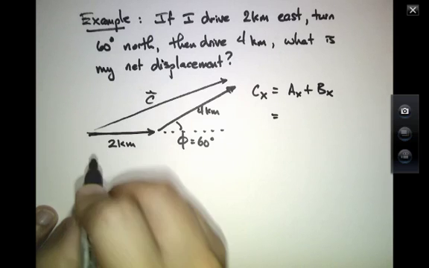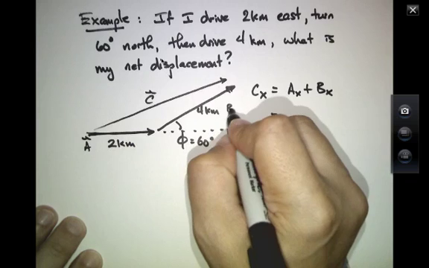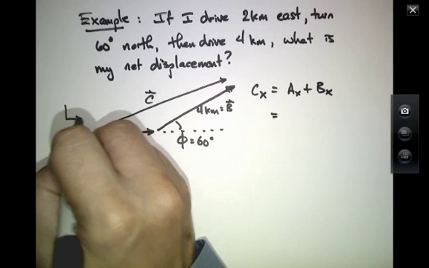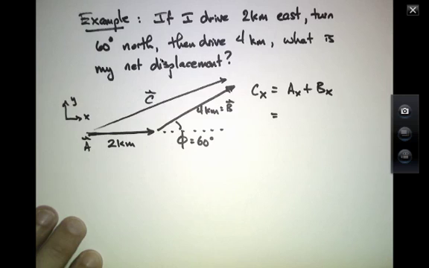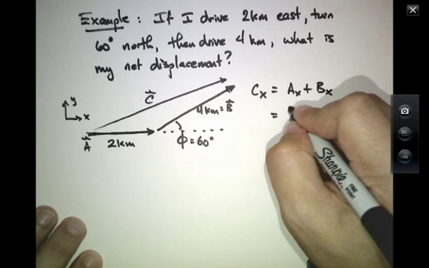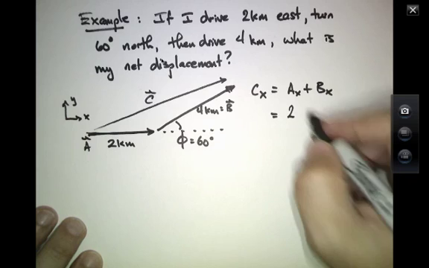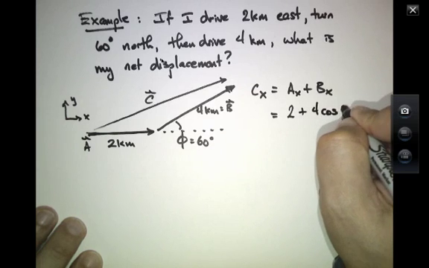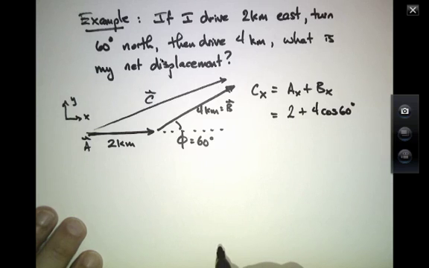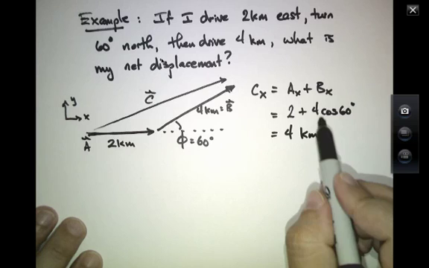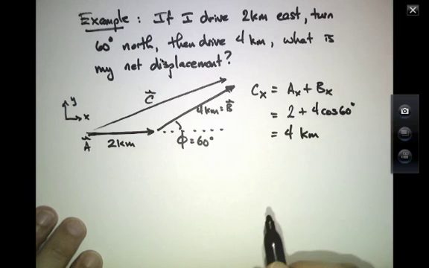Well, AX, if this is A, and this is B, A is only in the x direction. So this is my little coordinate system. A is only in the x direction as I've drawn it. So this would be 2 kilometers. B is a little bit in the x direction, a little bit in the y direction. So I'd have to put 4 times the cosine of 60. And it turns out cosine of 60 is exactly a half. So this actually equals 4 kilometers, because 4 times a half is 2, and I add another 2, and that gives me 4.